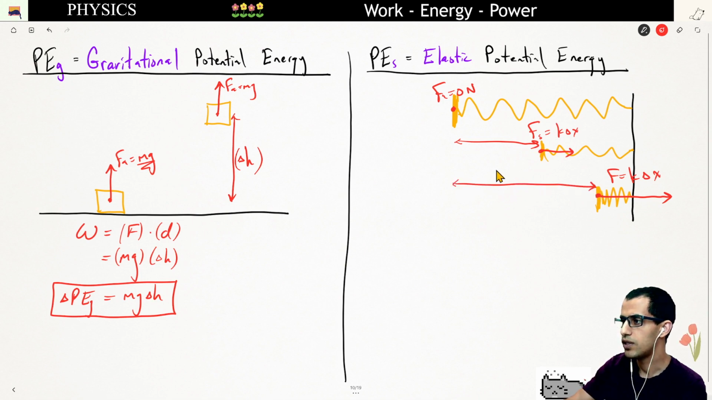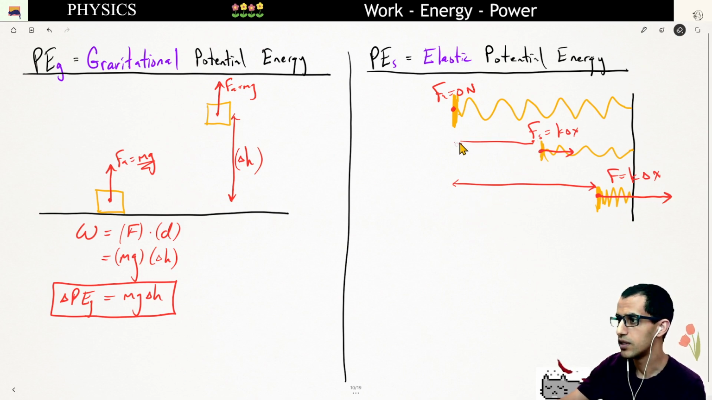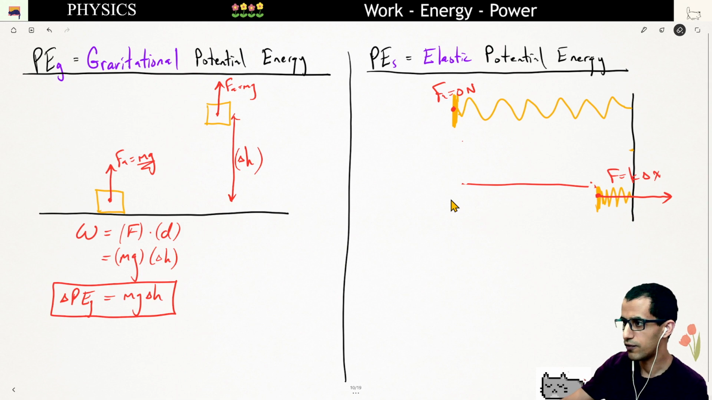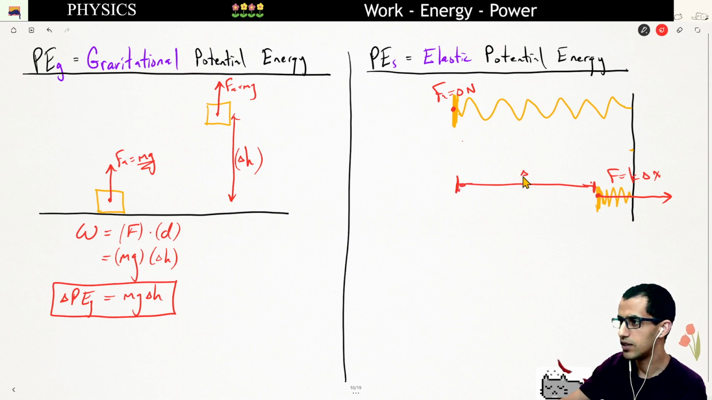So as we continue to compress the spring, the force required is going to increase. We really just care about the initial and final conditions, so we don't care about this intermediary step. I just wanted to show that the force is increasing. This change in length for the spring is our delta x value.